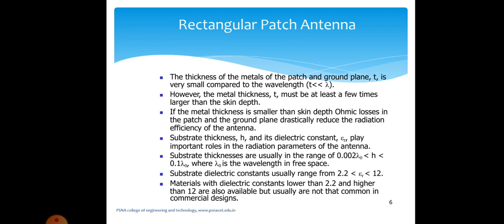The thickness usually varies in the range of 0.002 lambda naught to 0.1 lambda naught, where lambda naught is the free space wavelength. The substrate dielectric constants usually available in the market range from 2.2 to 12. Materials with dielectric constants lower than 2.2 and higher than 12 are also available, but are not that common in commercial design. Whatever material we select will be less than 12.